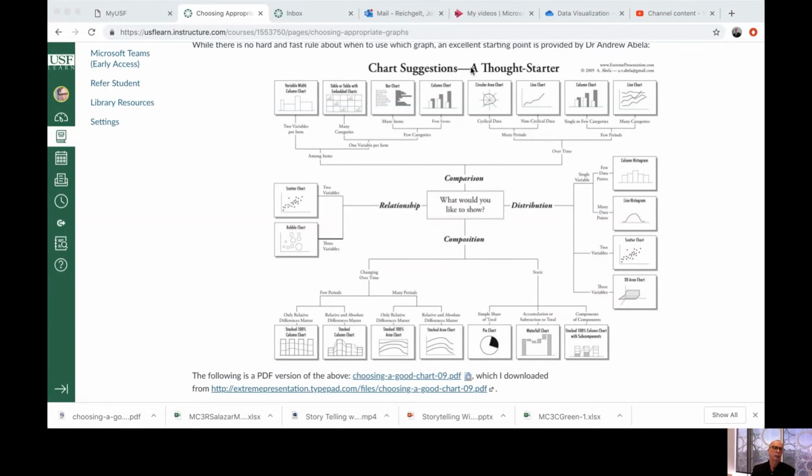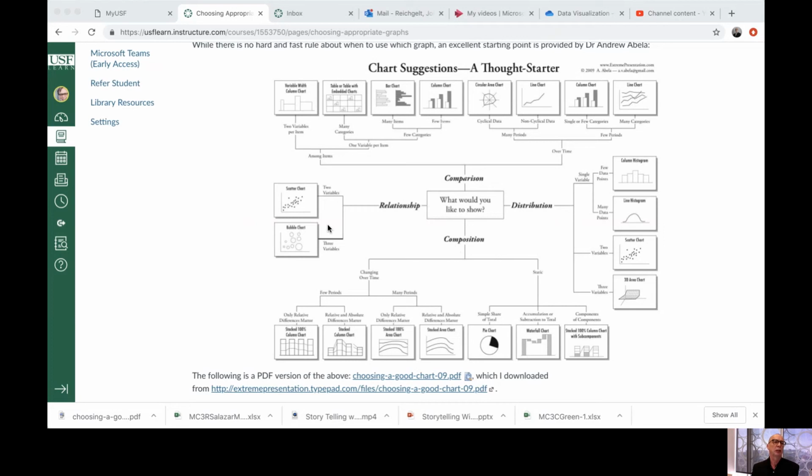You see that they've plotted all the different chart types around the periphery. And you see that we start with, what would you like to show? What is the message you want to convey? Is it a comparison between values? Is it the relationship between variables? Is it the distribution of values? Or is it the composition of some whole of elements?